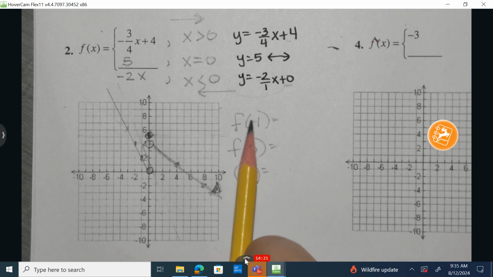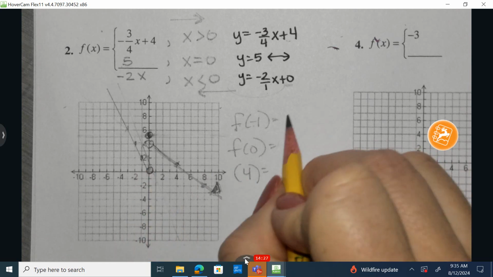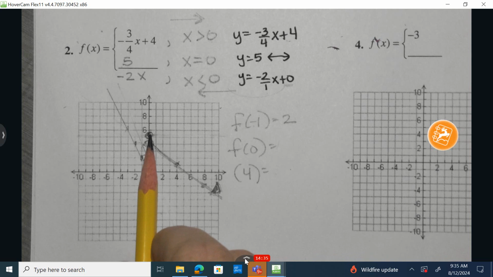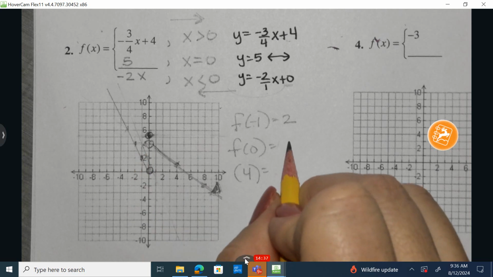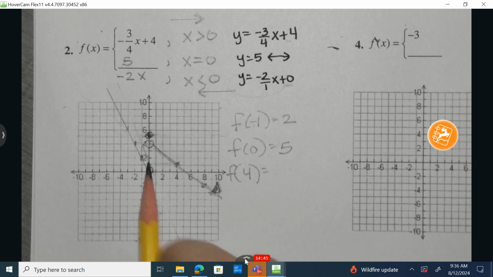Go to where f, the function, has an x value of -1. At -1, the y value is +2. Go to the function f of x, go to 0, and I'm only looking for a closed dot. The closed dot occurs at a y value of 5. Go to where x is equal to 4 for function f, and the y value is 1.